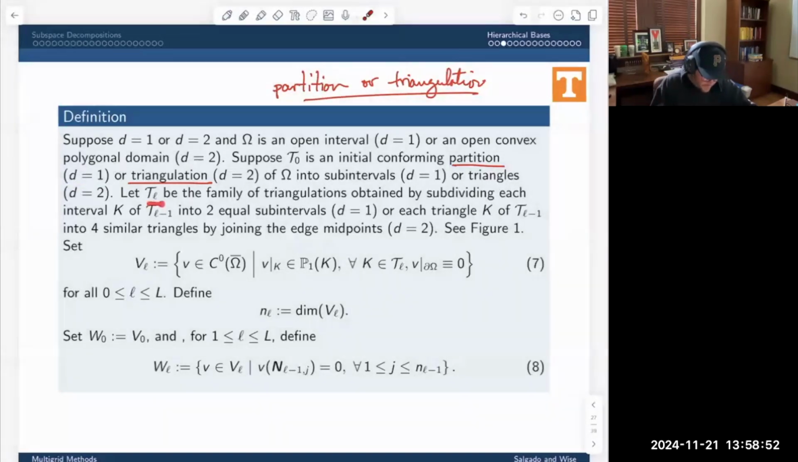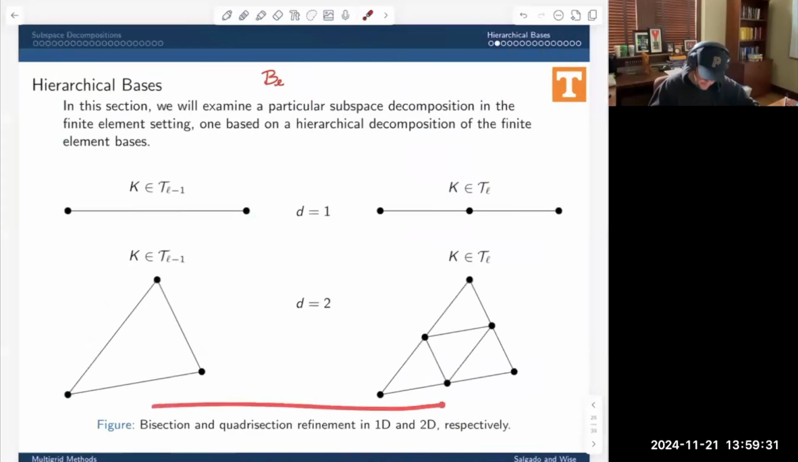Let TL be a family of triangulations obtained by doing this subdivision. If we keep subdividing, we get a hierarchical, or nested, family of triangulations in the usual way. This is what we explained in chapter 6. The way we do it in 1D is we break each interval into 2 equal subintervals, or each triangle K in a coarse mesh gets broken into 4 similar triangles by joining the edge midpoints in 2D, exactly like I showed in figure 1.